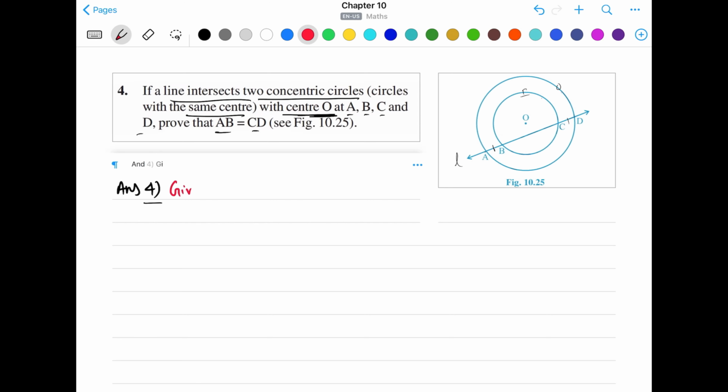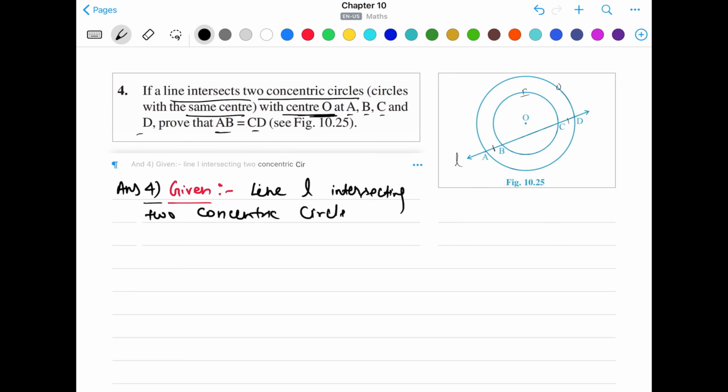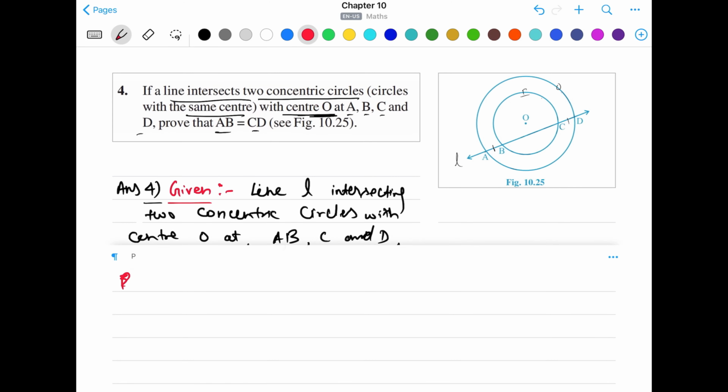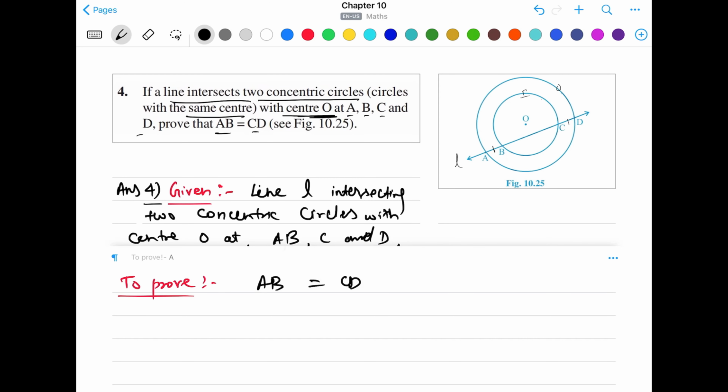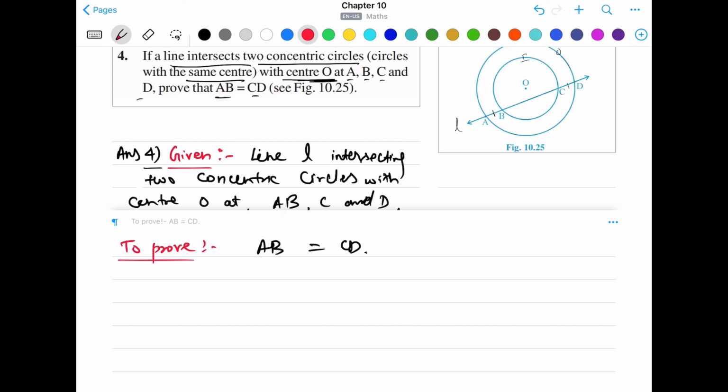First let's write the given part. Given here is line L intersecting two concentric circles with center O at A, B, C and D. Okay, what we have to prove here is that AB is equal to CD.